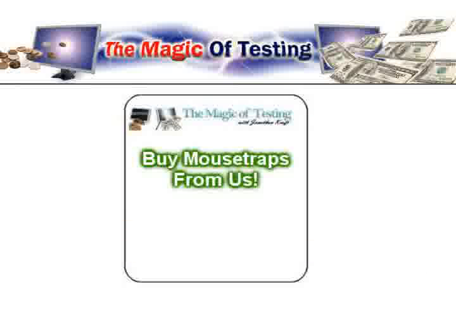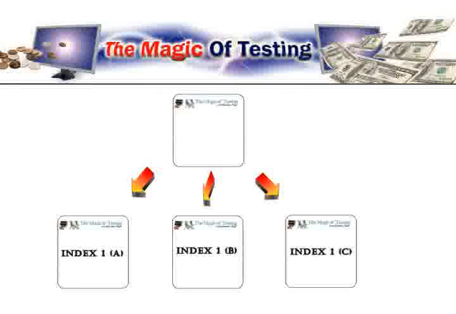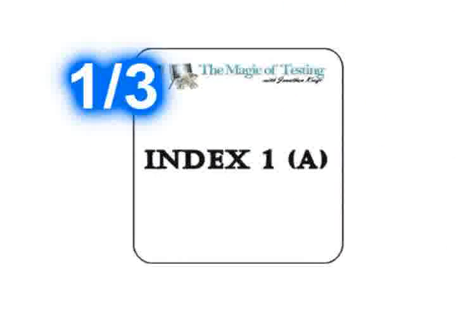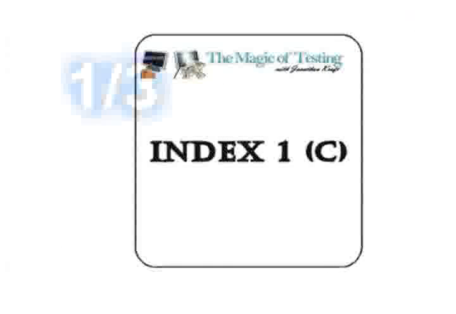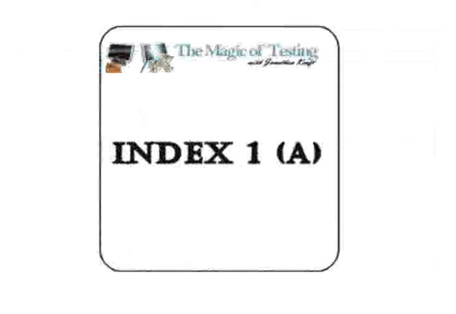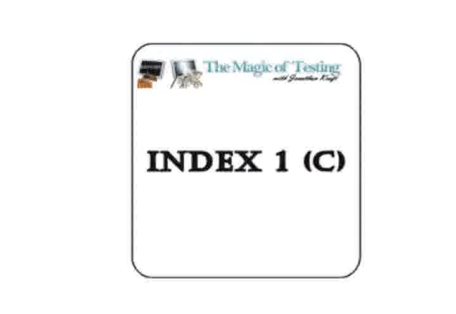Split testing basically focuses around the idea that instead of sending all of your traffic to this one index page, what if you could create 3 different copies of your index page? If you could create 3 different copies and send 1/3 of your traffic here, 1/3 here, and 1/3 here, could you potentially get some different results from this page to this page, from index 1A to index 1C? Would there potentially be a difference in what the traffic did? And the answer is, of course.